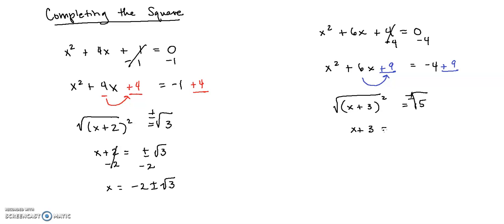Cancels on the left, and I get plus or minus the square root of 5 on the right. I can't reduce that. So I just solve for x. So I do the opposite, and I get -3 plus or minus the square root of 5. Okay, and that's my final answer.